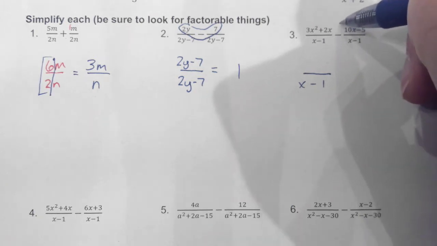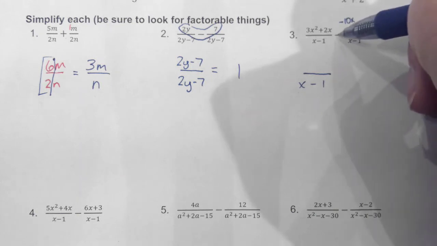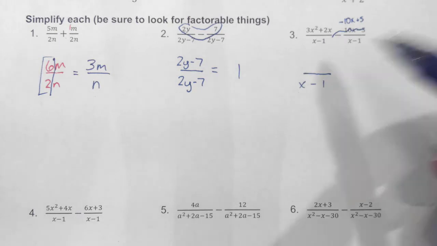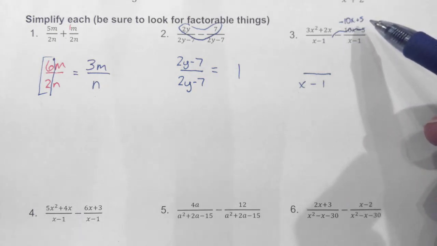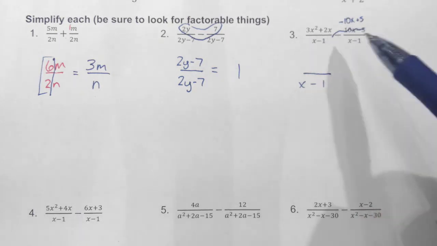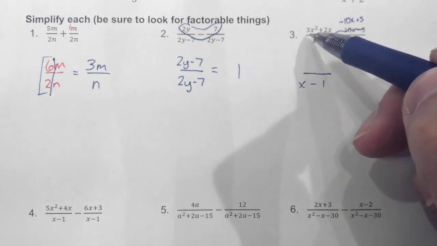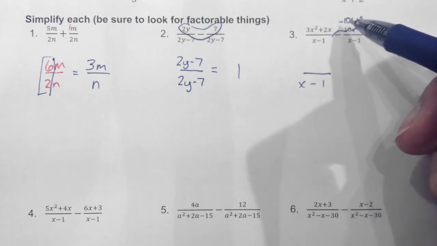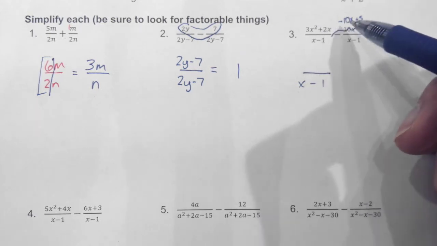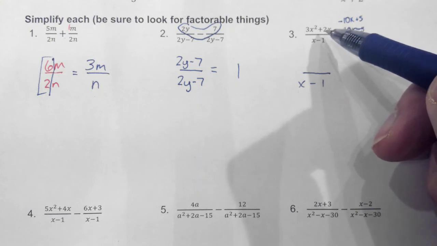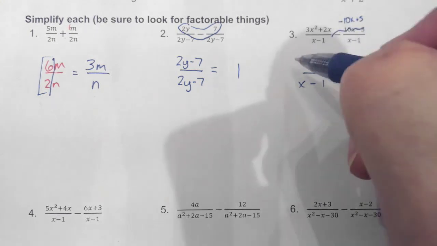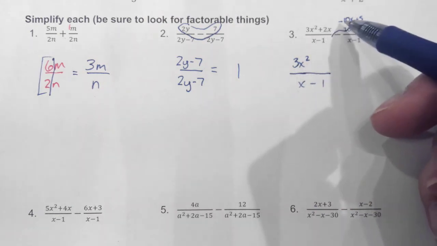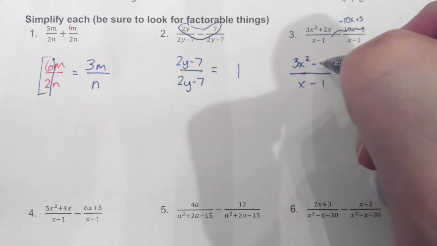So we're going to distribute that negative, and this is going to become a negative 10x, and a negative times a negative is a positive 5. So I'm going to simplify that into the negative 10x plus 5. And now I just combine like terms. So I look, and I've got 3x squared plus 2x minus 10x plus 5. Obviously the only two things that are going to go together are the positive 2x and the minus 10x. So the 3x squared would be rewritten. 2x minus 10x is negative 8x.